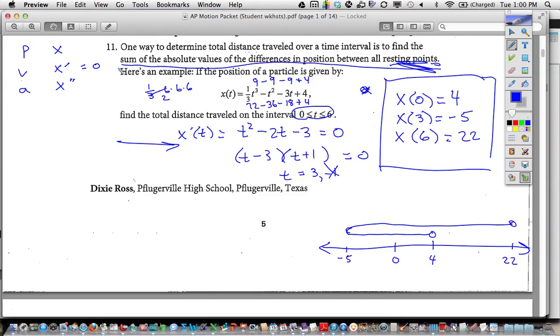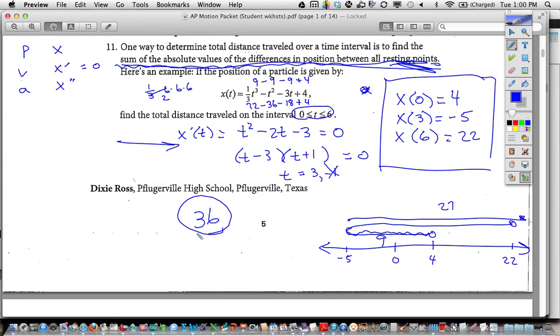Now, hopefully this sentence makes more sense then. This sentence says, find the sum of the absolute values of the difference in position between its resting points. Well, what that means is from 4 to -5, I don't care how you subtract it, that's where the absolute value comes in. It went how far? 9. And then from here to here it went 27. So 9 and 27 is 36. So the total distance traveled by this particle was 36.